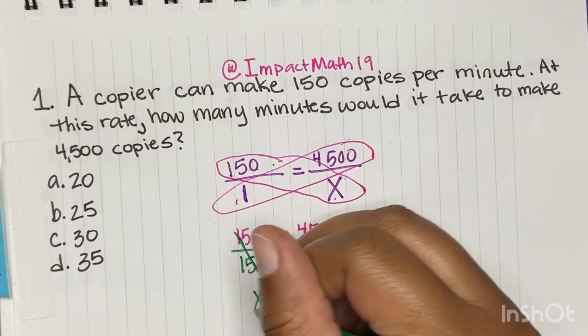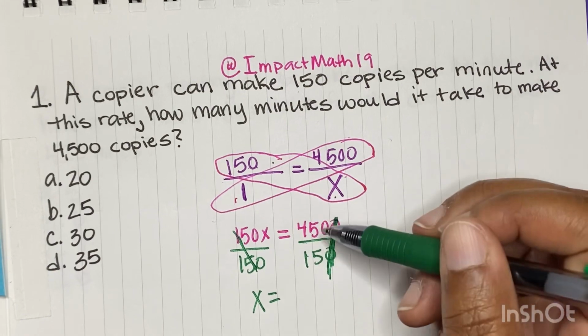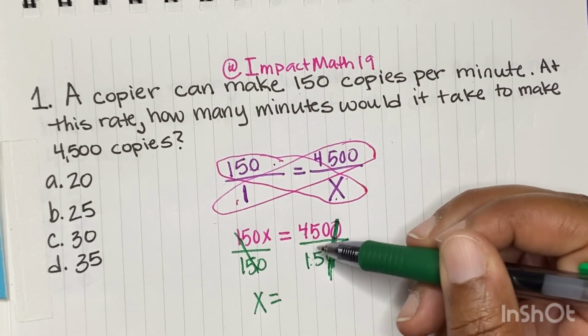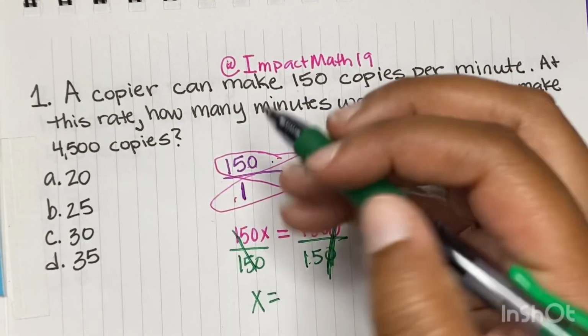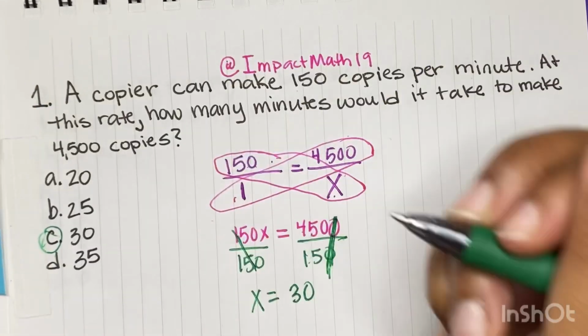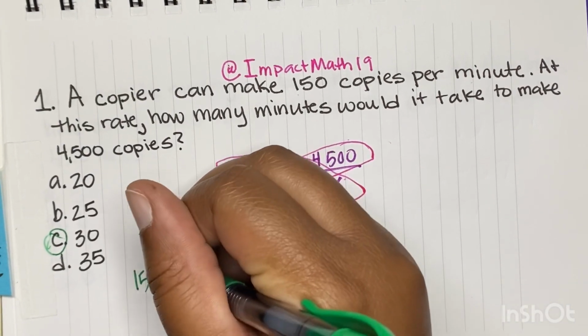Okay, so X equals, well, we can cancel out these zeros. And then what we're looking at is how many 15s does it take to get to 45? Well, look at your options. It's gonna take 3. So it's going to be 30. C is our answer. But let's do it out for the people that cannot see it like that.